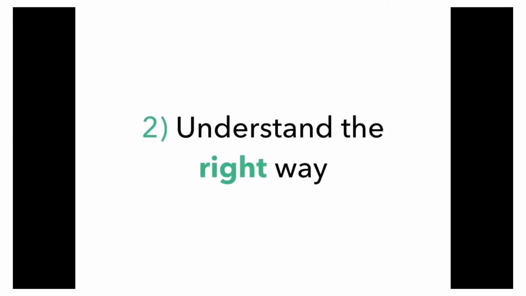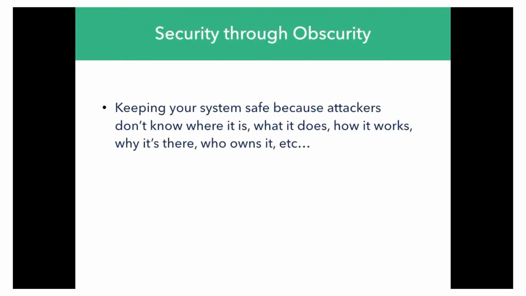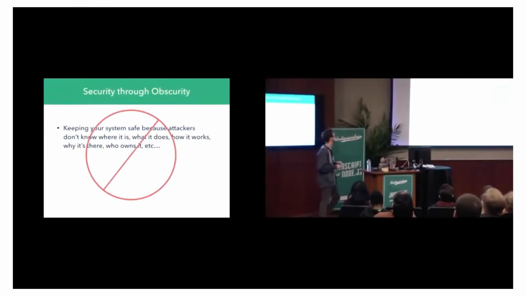There's a right way to approach security that will help us build better applications and not succumb to Heartbleed and all those other terrible things. So the first way that's wrong is security through obscurity. That's basically when you keep your system safe because attackers don't know what it is or how it works. But they're always going to know something about it. So that's not the right way for that to work.